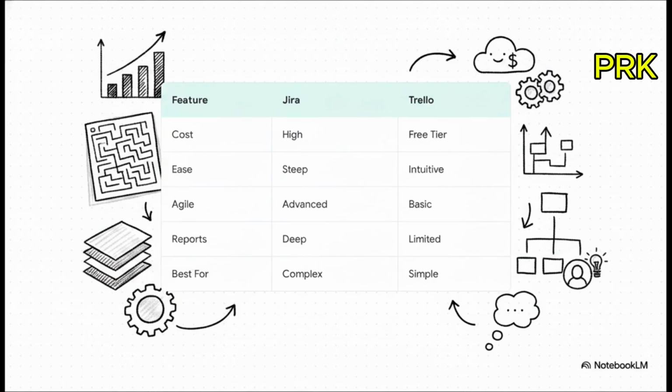For ease of use, as we mentioned, Jira demands a steep learning curve, whereas Trello is incredibly intuitive. When it comes to Agile support, Jira gives you advanced, strict Scrum and Kanban frameworks. Trello gives you a more basic, free-form Kanban-style layout. And because of Jira's deep, highly customizable reporting, its absolute best use case is for complex development projects. Trello, with its more limited reporting, really shines brightest in simple team workflows.